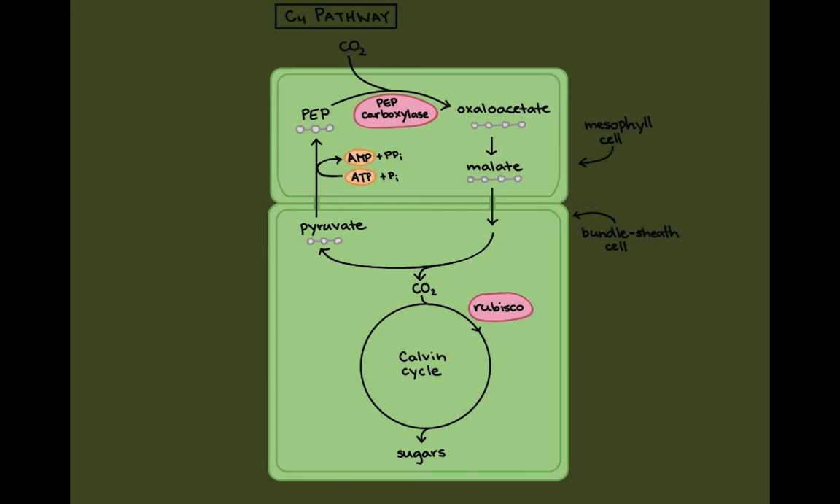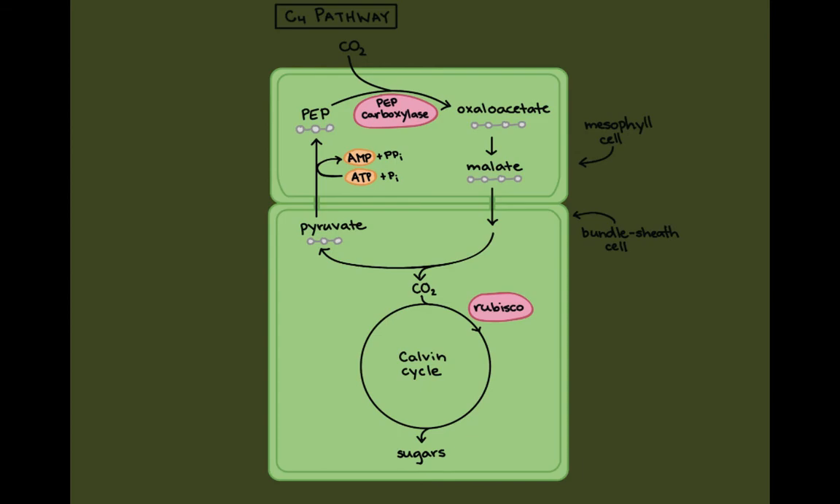C3 plants, which are the plants that we think of around New Hampshire, are going to do a little bit of photorespiration. They're not going to be super efficient at making sugars. These C4 plants are going to be really efficient at making sugars because they are doing zero photorespiration. There is no oxygen that can come into contact with this rubisco.